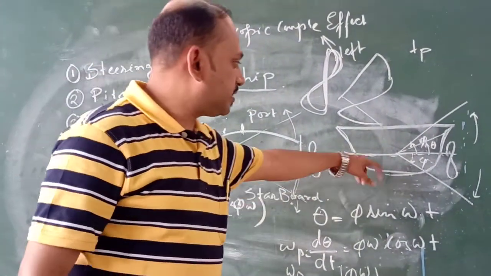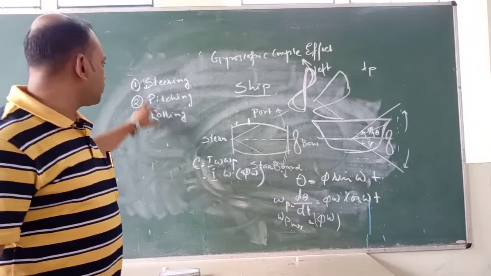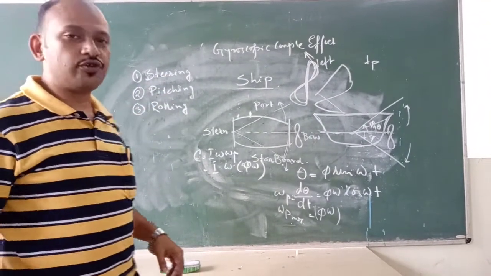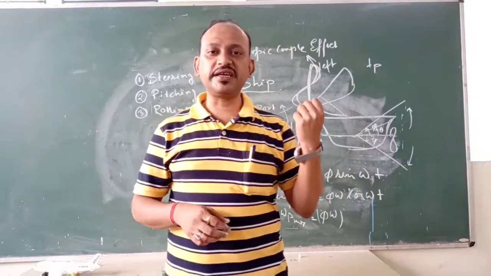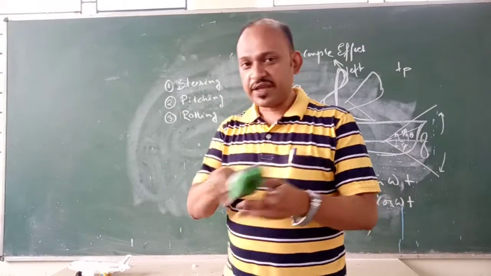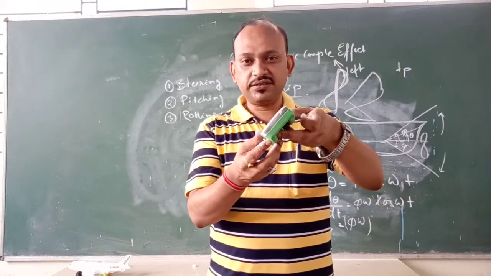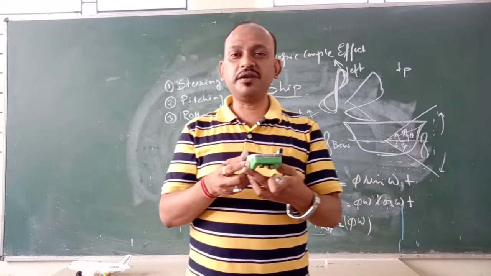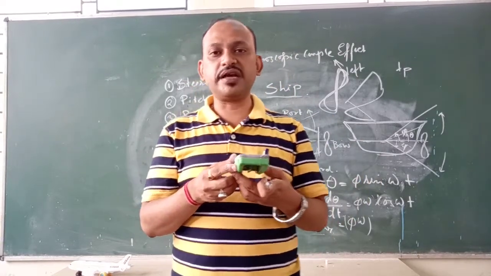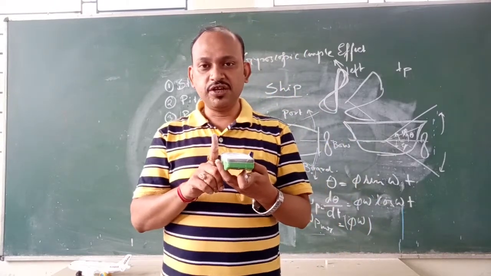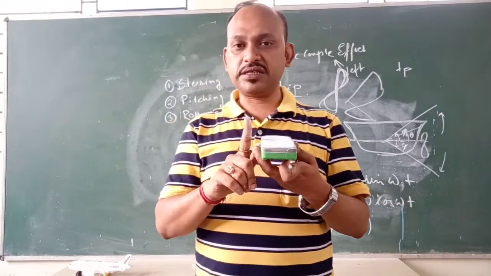But now let us have a look into this action. So this was about steering and pitching. Now let us come to rolling. What is actually happening in the case of rolling? Rolling means the ship will either roll in the right direction or in the left direction, like this. Now, one important thing for gyroscopic action to take place, always remember, the axis of precession should always be perpendicular to the axis of spin.